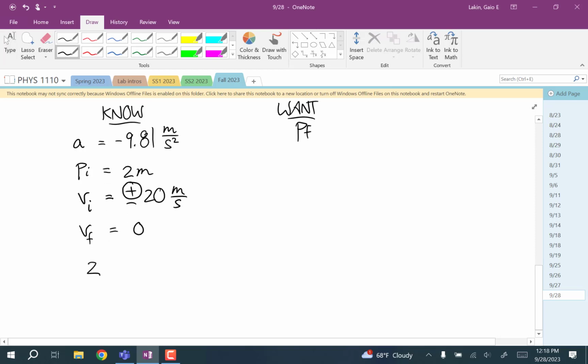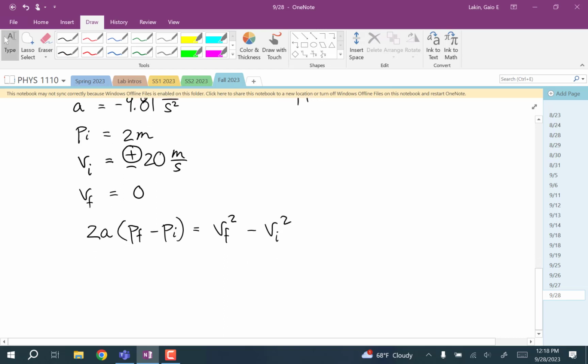And the equation that works here is 2a times the quantity pf minus pi is equal to vf squared minus vi squared. So negative 19.62 times the quantity pf minus 2 is equal to 0 squared minus 20 squared.